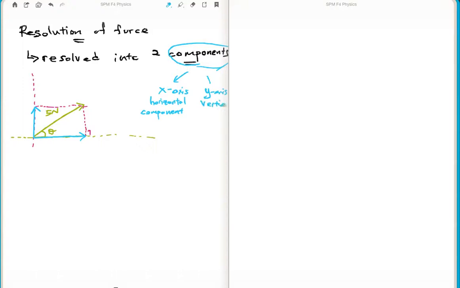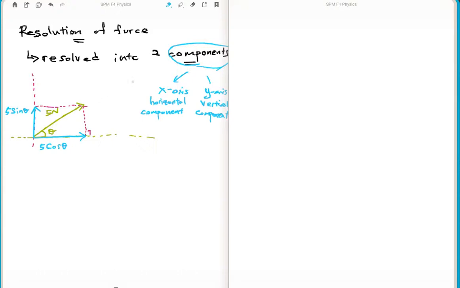I think it's easier to put it this way. Vertical component. This could be a new word for you, but horizontal is the one in the x-axis. Vertical is the y-axis. So how do you get it? In order to find out what this is, here to here is cos, right? 5 cos theta, whereas the vertical component would be 5 sine theta. Maybe you have forgotten about sine, cos, tangent.